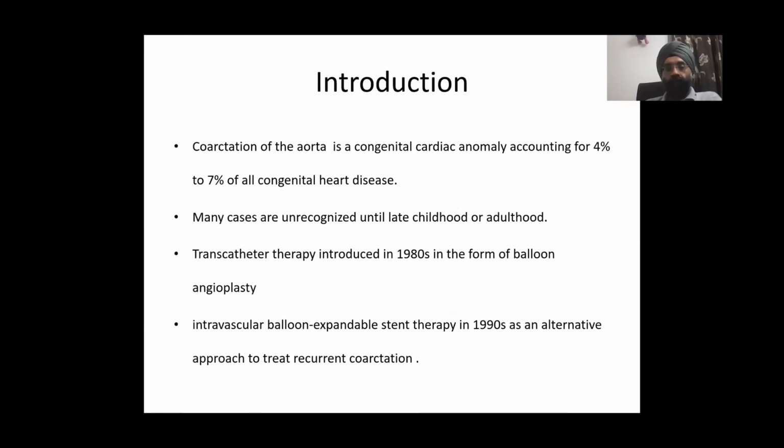Coarctation accounts for 4 to 7% of all congenital heart disease. Many of these cases remain undiagnosed until late childhood or adulthood. Balloon angioplasty was first introduced in the 1980s as a form of treatment for coarctation, and in the 1990s, stent therapy was introduced to treat recurrent coarctation.